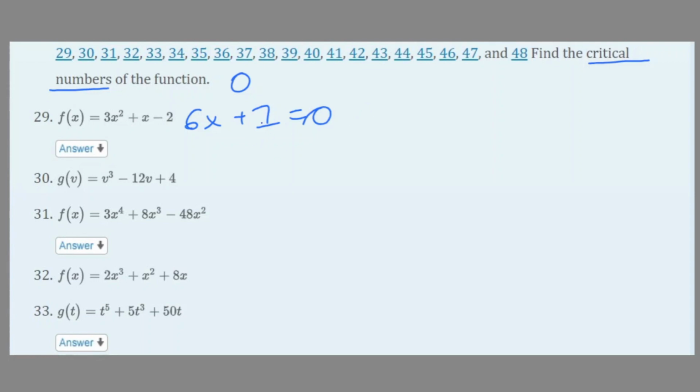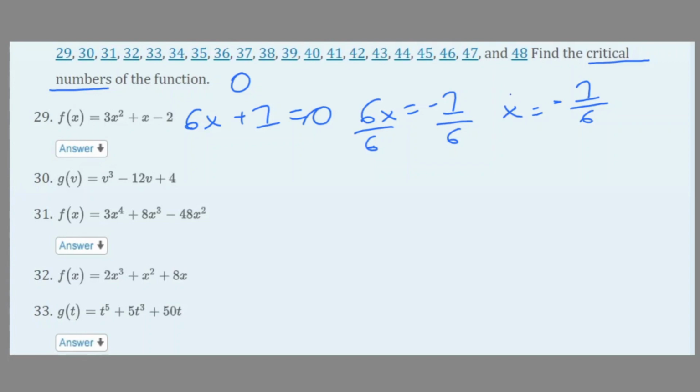So we could move the 1 to the other side. So we would have 6x equals negative 1, divide by 6, and we would be left with x is equal to negative 1 over 6. So essentially the critical value here is at x equals negative 1 over 6.